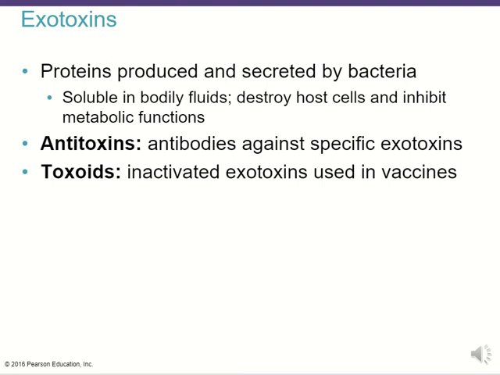Exotoxins. They are proteins produced and secreted by bacteria, and typically they're soluble in bodily fluids. However, they destroy host cells and inhibit natural metabolic functions.